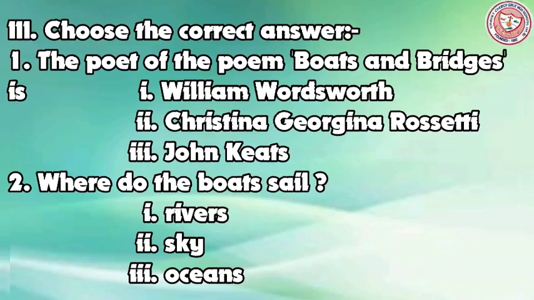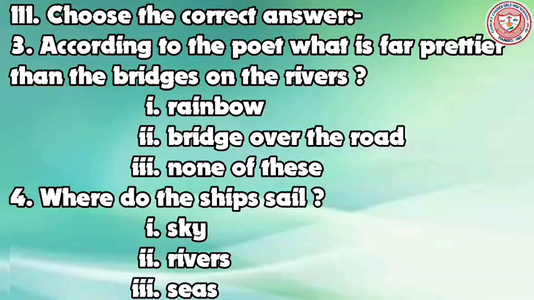Number 2. Where do the boats sail? Rivers, sky, oceans. Number 3. According to the poet, what is far prettier than the bridges on the rivers? Rainbow, bridge over the road, none of these. I repeat, rainbow, bridge over the road, none of these.